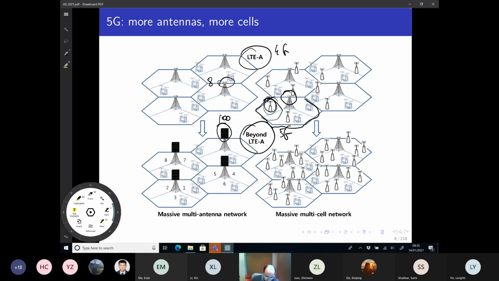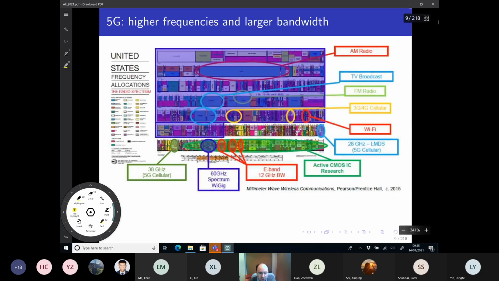Right, 5G is not only about more antennas and more cells, you have a higher frequency band as well. And the reason for this is because the sub 6 gigahertz band, which are usually the bands that are the most favorable for wireless communication, is getting really crowded. This is an example, we don't see it very well, of the frequency allocation that you have in the whole RF spectrum. You have the low frequencies here at the beginning, and the higher frequencies here.